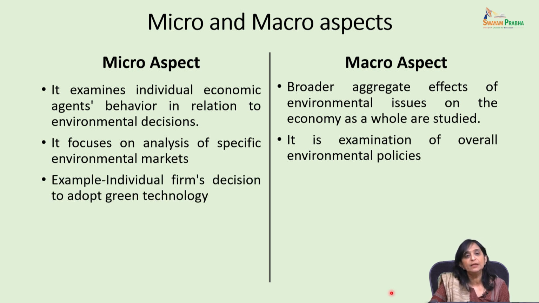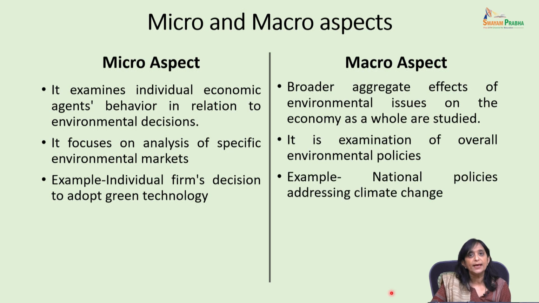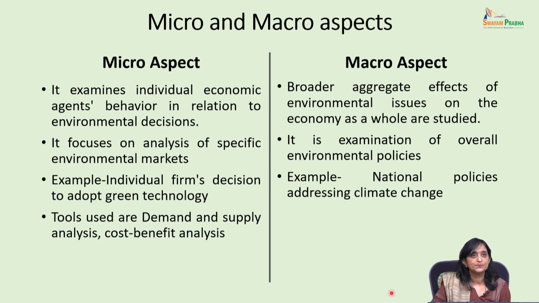For example, in the micro aspect, we may be discussing an individual firm's decision to adopt green technology. That is, if an individual firm is talking about adoption of a green technology, having a green building, this is an individual decision. So that is a micro aspect. Whereas, if there are national policies which are made to address climate change, it is a macro aspect.